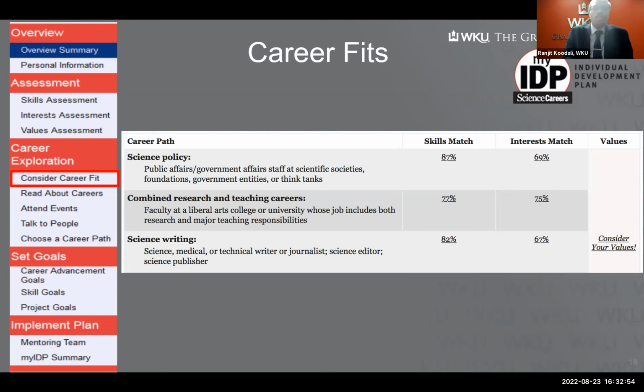So for example, based on this student's assessment, the career paths suggested are science policy as one potential option, an academic setting in a university or a liberal arts college, pursuing research, mentoring students, and also teaching students. And another path that was suggested is science writing, or working in a journal for a publisher, etc. So you'll notice that multiple career fits are presented because there is an intersection of skills, interests, and values in multiple career paths. So this is just a sample for one representative student that I have shown.